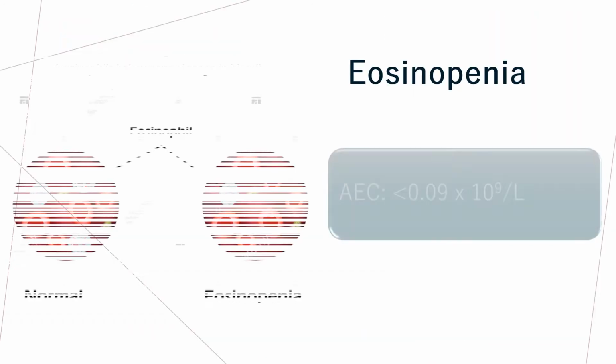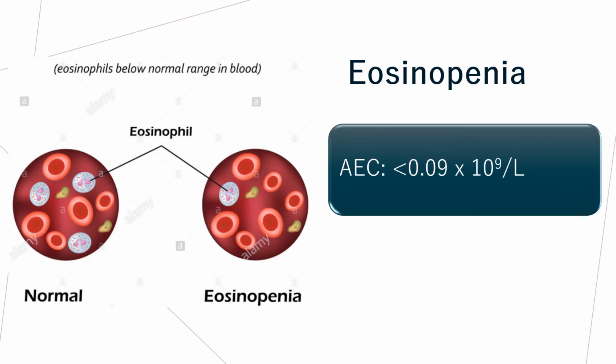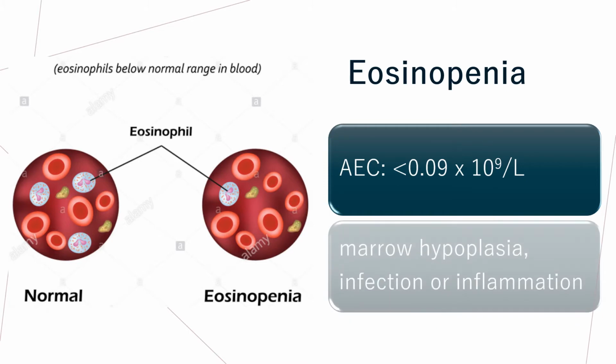Eosinopenia is defined as an absolute eosinophil count of less than 0.09, and this can be very difficult to detect because the normal eosinophil reference range is very low. Eosinopenia is most often associated with conditions that result in marrow hypoplasia, or infection or inflammation that is accompanied by neutrophilia.